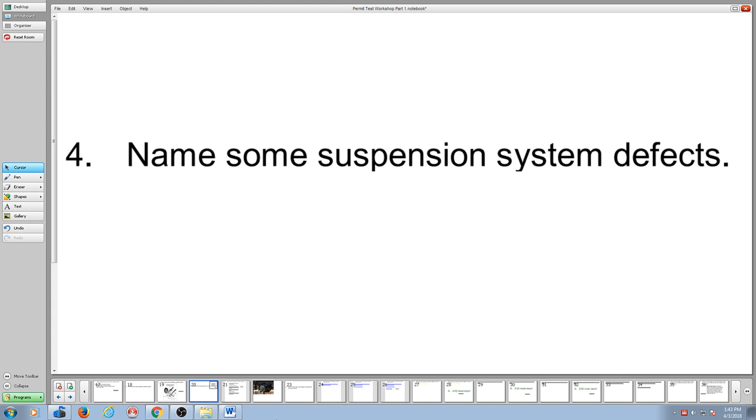Can you clarify what the suspension is? Well, when they're talking about suspension, they're going to be talking about leaf springs. Sorry? Springs. Leaf springs. So what could go wrong with leaf springs? We've got airbags and we've got shock absorbers. Those are typically the most common suspension systems you're going to find. So with those suspensions, what could go wrong?